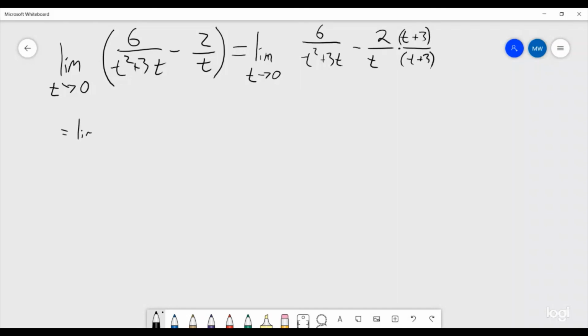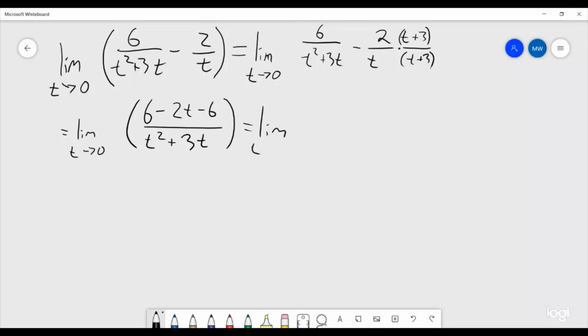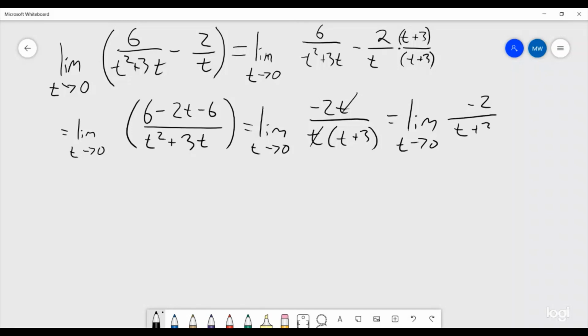So it's now the limit as t goes to 0 of 6 minus 2t minus 6 all over t squared plus 3t. That's the limit as t goes to 0 of negative 2t over t times t plus 3. The t's can cancel. That's the limit as t goes to 0 of negative 2 over t plus 3. As t goes to 0, that's just going to be negative 2 over 3. So there's our limit.